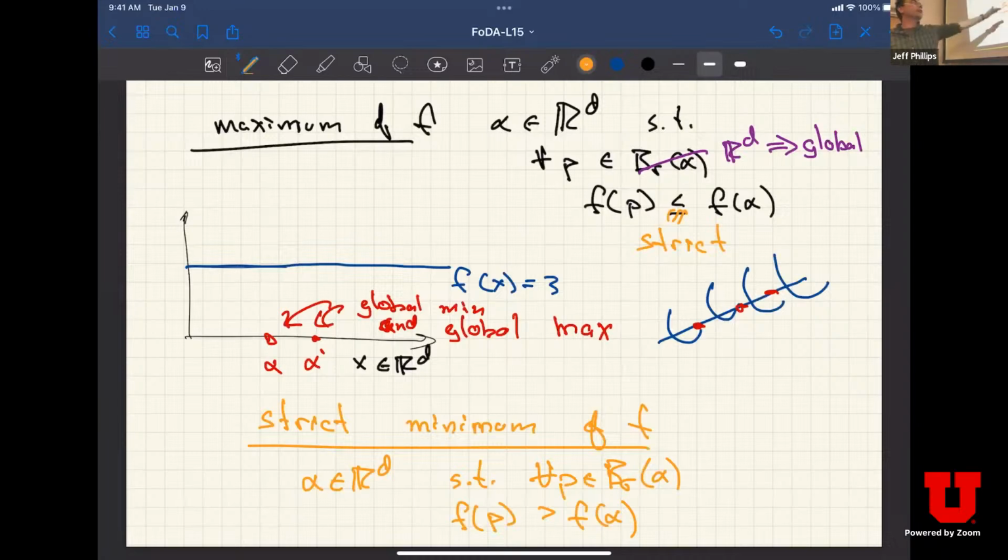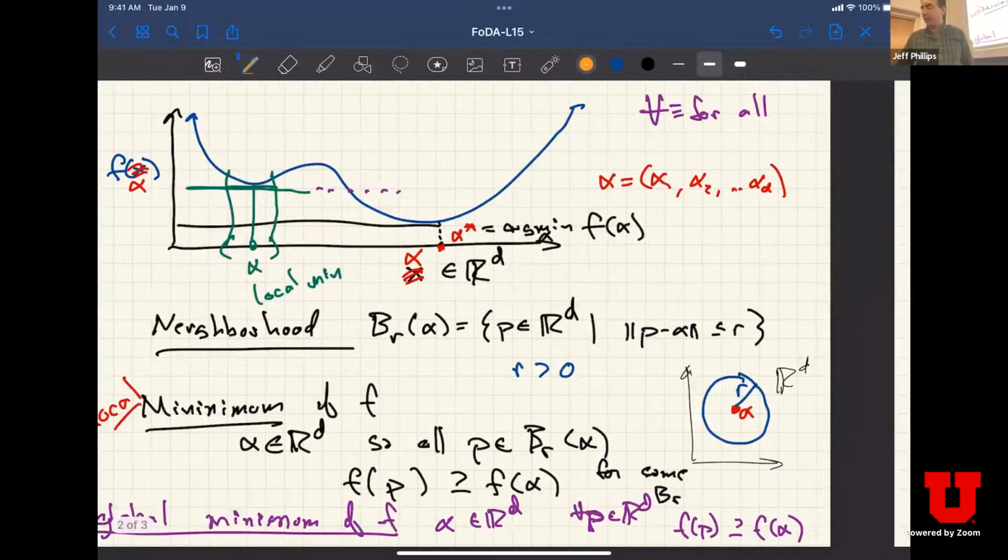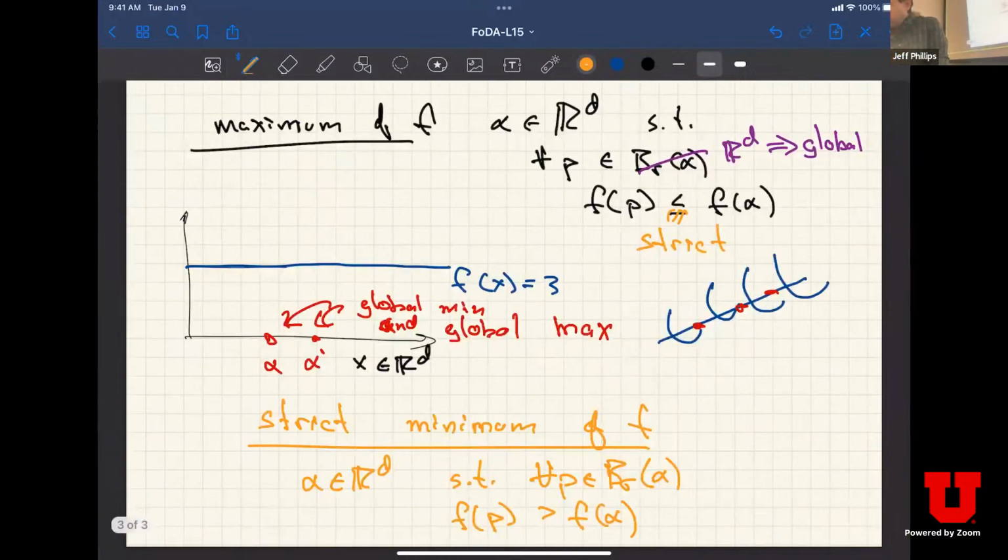Those aren't strict, so minimum. I need to be a strict minimum. I cannot have anything equal in the neighborhood. So in this picture, there were strict minima at alpha and alpha star here, because everything in the neighborhood except for that point is larger. So I would say except for the set minus the point alpha. Okay, so everything in the neighborhood except for alpha, right?